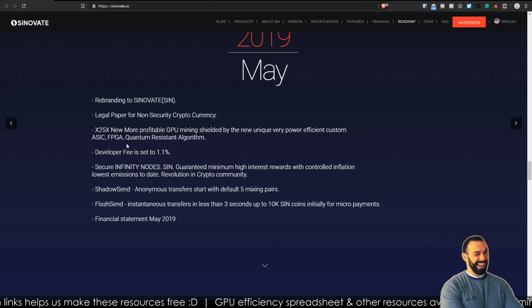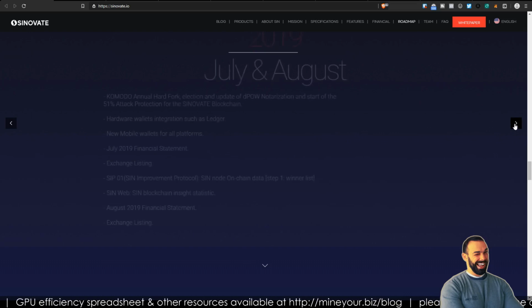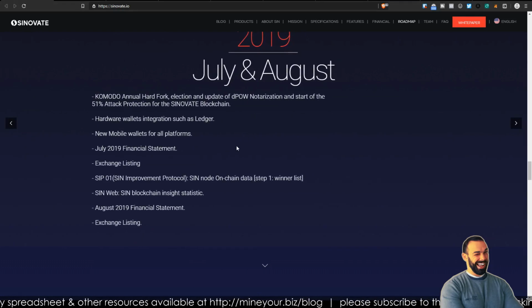Pretty big deal. They believe that X25X is very resistant to some of the hardware threats. We'll see. Webpool, pool stats, a bunch of changes there, but looks promising, right? It looks good, doesn't it? Let's look at July and August. There we go. Delayed proof of work.